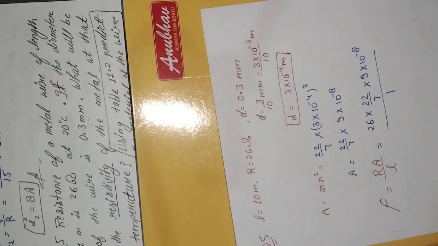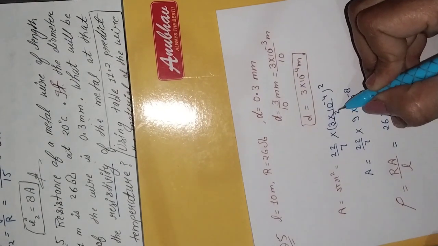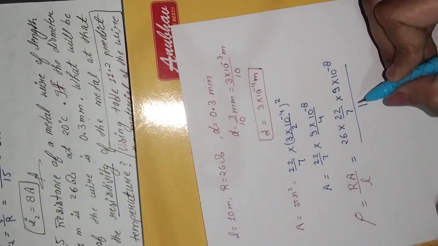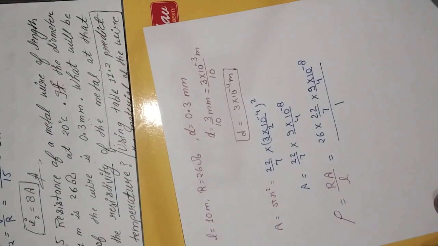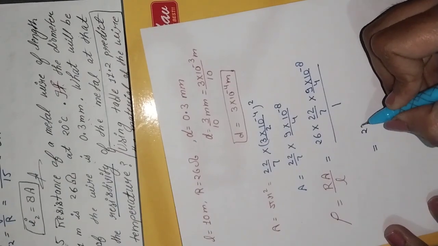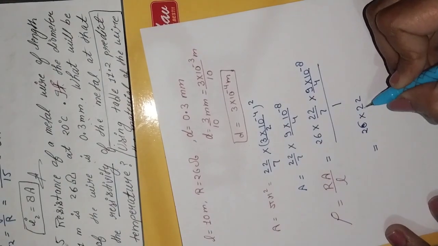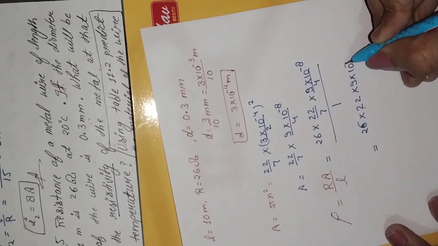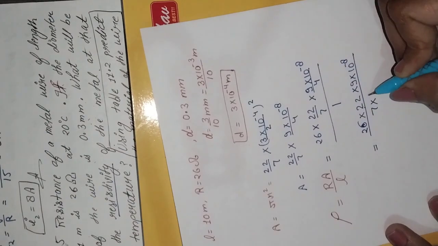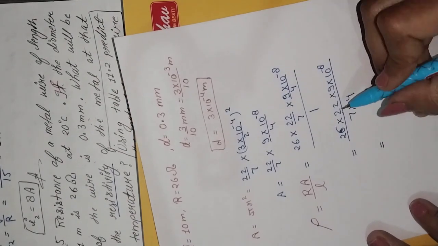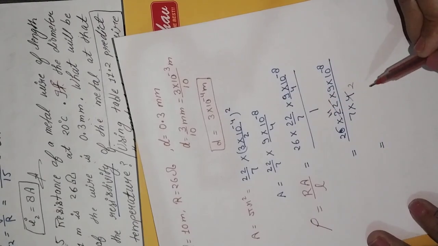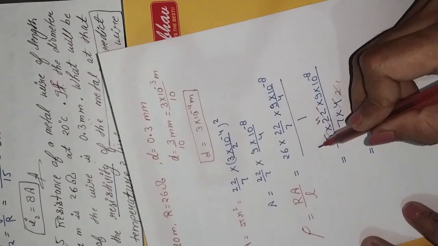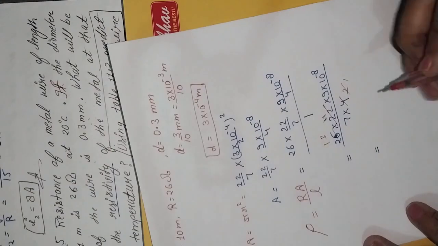And since it was the radius, so here is 2 and here will be 4 and here will be 4. So when we multiply this 1 into 7 and 4, there is no change, so it will be 26 into 22 into 9 into 10 की power minus 8 divided by 7 into 4. We can solve it as 11 times and 2 times, and now 2 into 2, 2 3 to 6, 13, and nothing can be cut now.